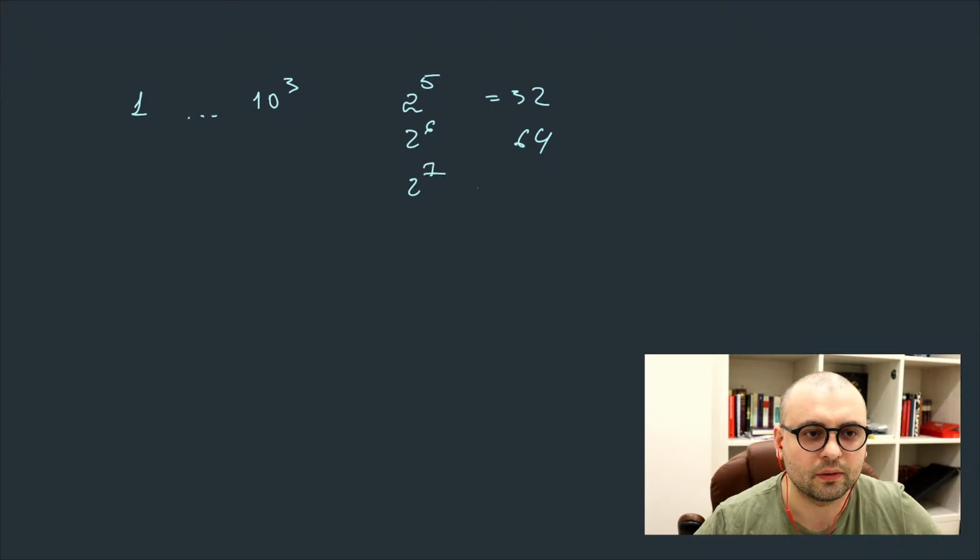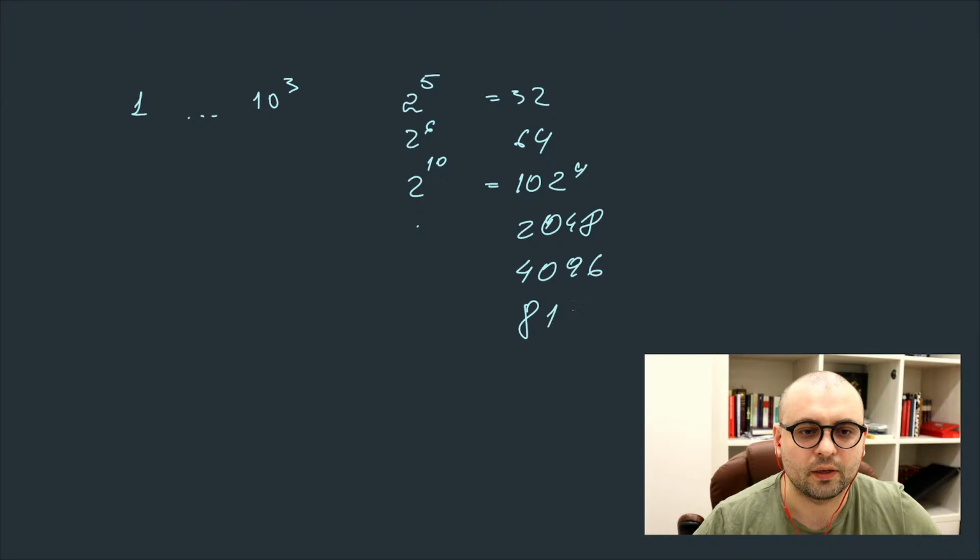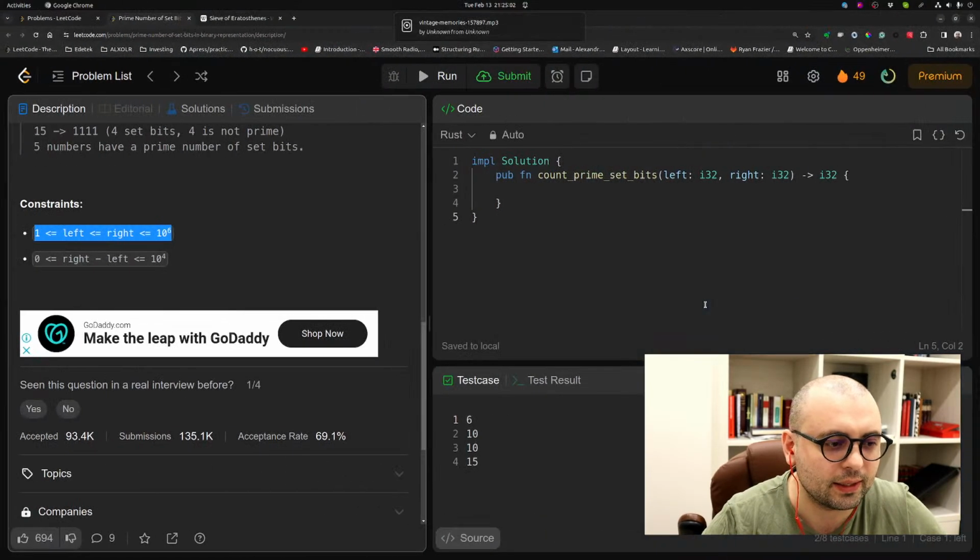Yeah, I guess 2 power 10 will be 1024, 2048, 4096, 8192. 10 power 6, that's good, but we need it in a binary representation, because I need to know what will be the max number of 2s. But wait a second, I think they give us a hint.